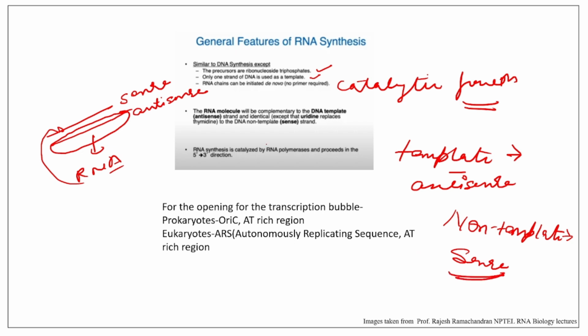Then RNA synthesis is catalyzed by RNA polymerase and it proceeds in the direction of 5' to 3'. Then the transcription bubble opens at the AT rich region, and in prokaryotes this region is known as ORIC, and in the case of eukaryotes it is known as the autonomously replicating sequence, but this is also an AT rich region.